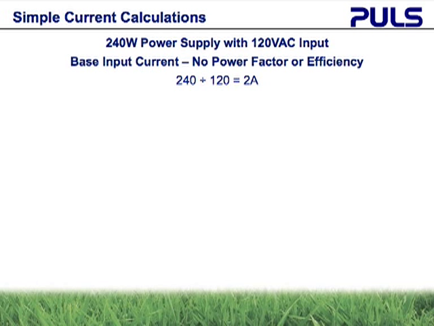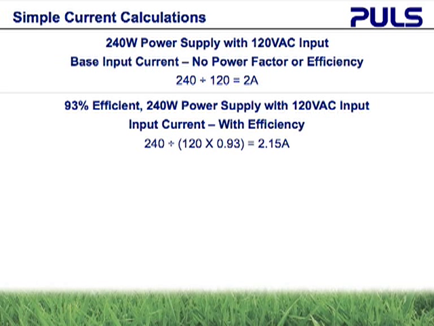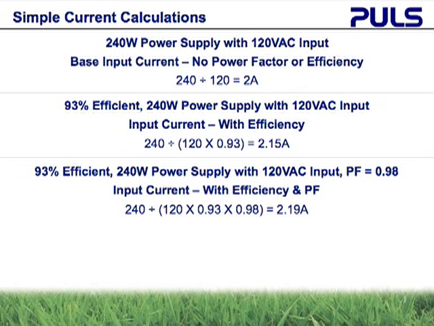Using the simple formula for a 240 watt supply with 120 volt input, the base current would be 2 amps. If we take a supply and make it 93% efficient, we can see how it affects the input current. There's not much of a change because of the high efficiency, but it has increased the input current. The next calculation will take the same 93% efficient power supply and give it a 0.98 power factor. Once again, since the power factor is so high, the input current only increases slightly.